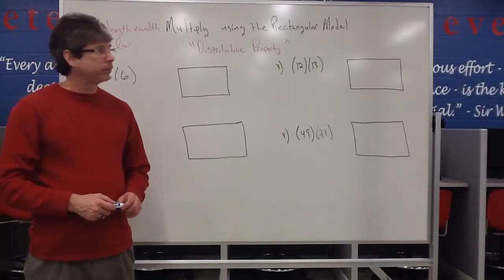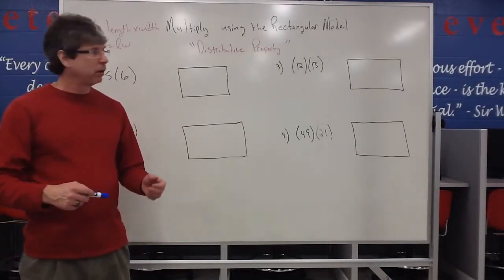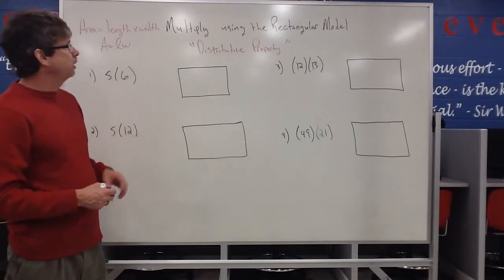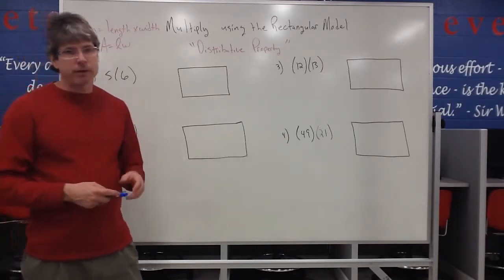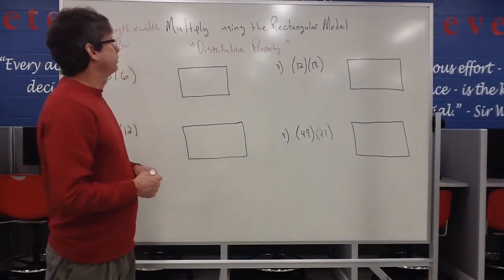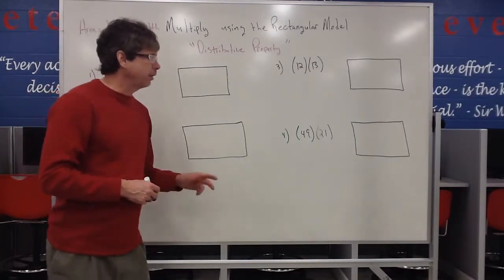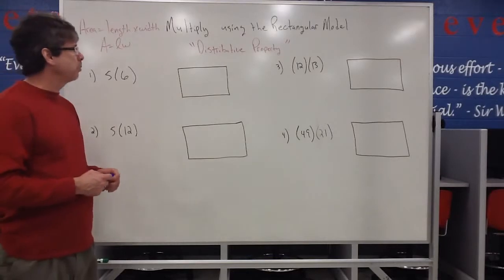So welcome back. We're going to take a little quick sidebar. We're going to talk about multiplying using the rectangle model. Some of us call that the distributive property. So what I want to do is use a rectangle as a way to organize multiplication problems.